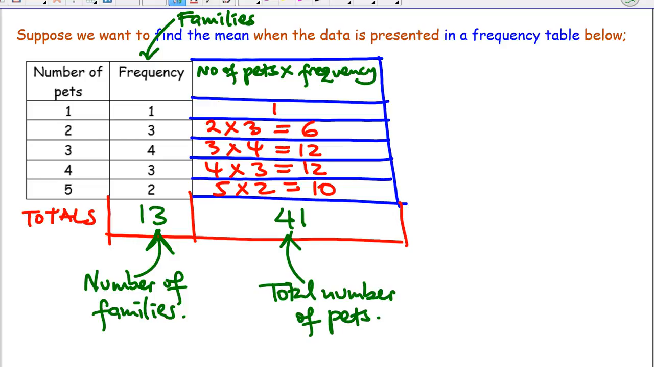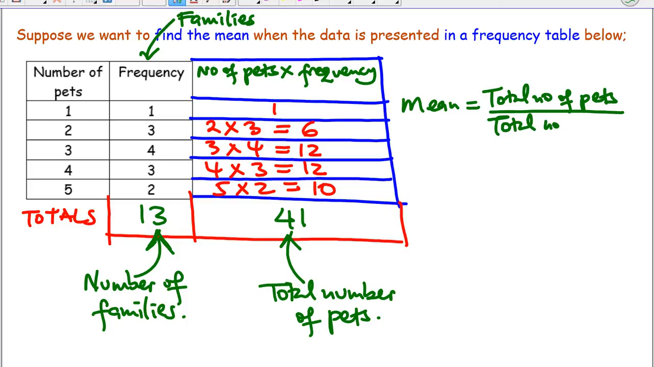So if I want to calculate the average or mean, it will be equal to total number of pets over total number of families. Now we have all this information in this table here. Remember, the whole idea of having this table is to organize this information. So total number of pets that we have is 41. Total number of families is 13.